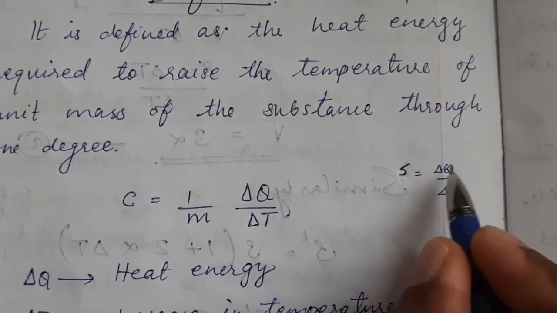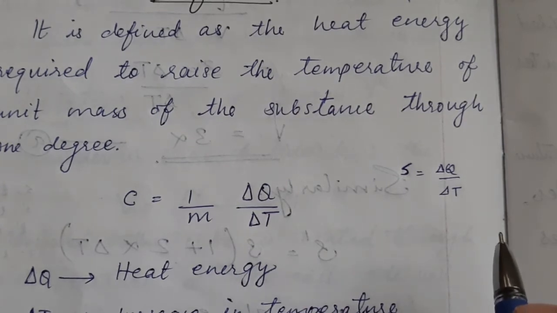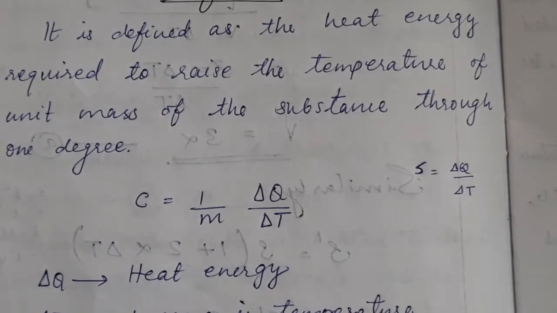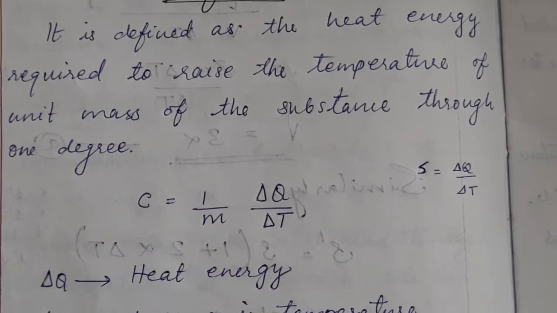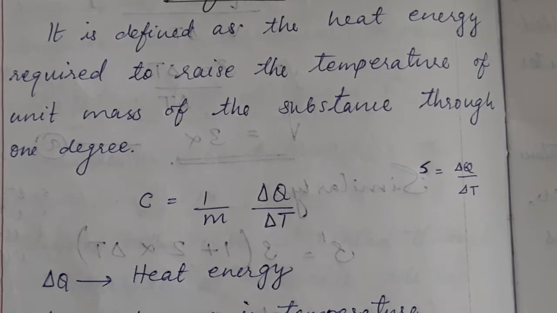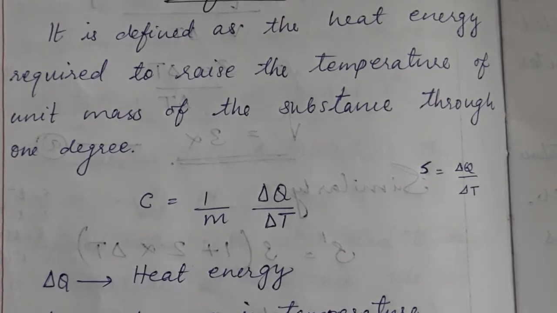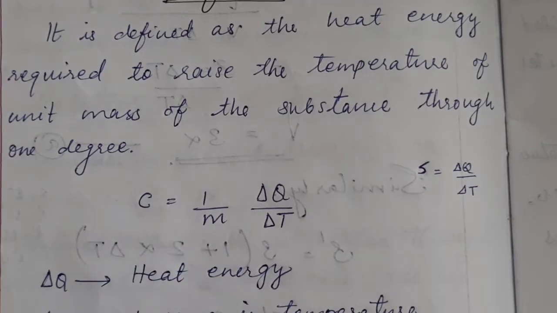Now this is for any amount. Suppose your substance amount is 1 kilogram. So you take 1 kilogram of a substance, how much is the heat energy required to raise the temperature through 1 degree? This is known as specific heat capacity. The previous one was heat capacity. This is known as specific heat capacity, because here you are specifically mentioning the amount of the substance, that is 1 kilogram or unit mass. That I represent with the letter C.